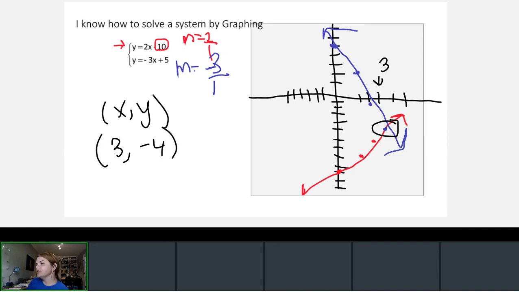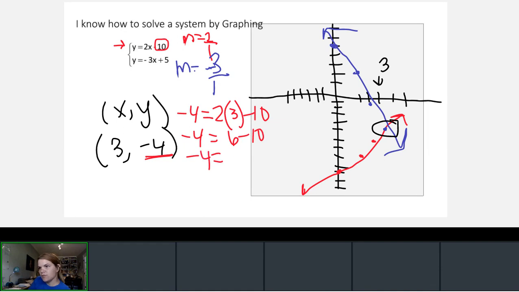Okay, so I had mentioned earlier that there was always a way to check your answer. So if we're not exactly sure if this is correct, what we can do is take our original equations. So I'll do this one in red because I'm going to do the top equation. And instead of y, I'm going to plug in what I said my y was. So it's -4 equals 2 times 3 minus 10. So now I just use basic algebra. 2 times 3 is 6. 6 minus 10 is -4. So I have to make sure that this is a true statement. Does -4 equal -4? Yes.